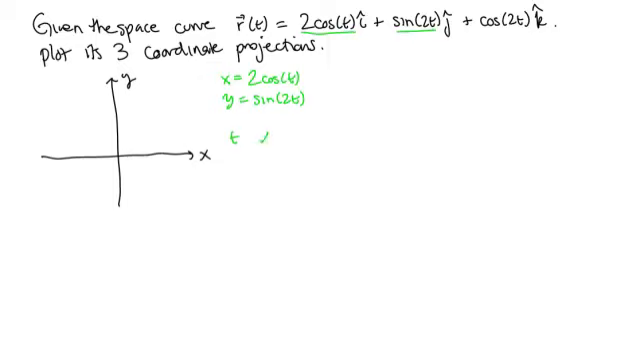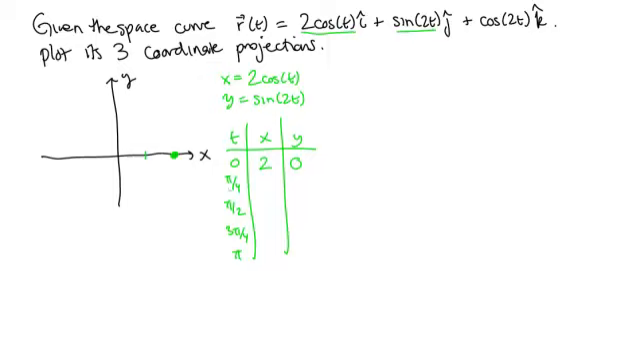So one of the best ways to at least start with this is to go and plot some points like we've been doing up to this point. Try to get a sense of what's going on here. So I will use 0, pi over 4, pi over 2, 3 pi over 4, and pi as my starting values. So we plug in 0 into our equations. We're going to get 2 times the cosine of 0 and the sine of 2 times 0. So our first point is going to be right here at 2, 0.